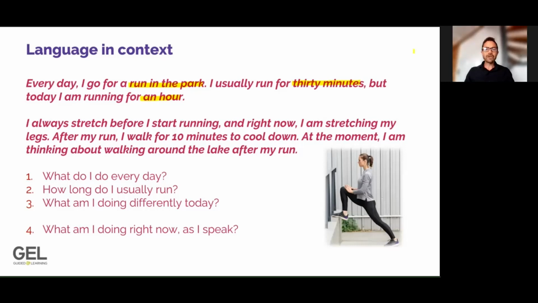So the two actions that I am doing are, first of all, stretching, and second of all, thinking. So thinking about walking around the lake after my run. So these are two things that are happening now in the moment. We have here in these sentences present simple and present continuous. And we're going to focus now on how we use these two forms correctly in English.